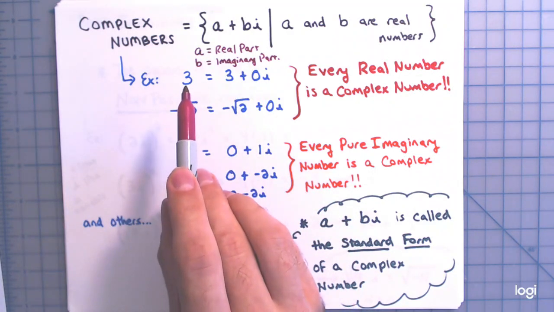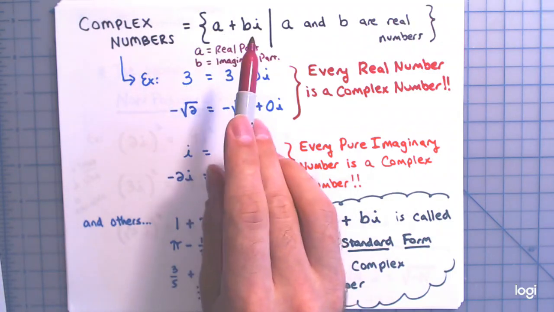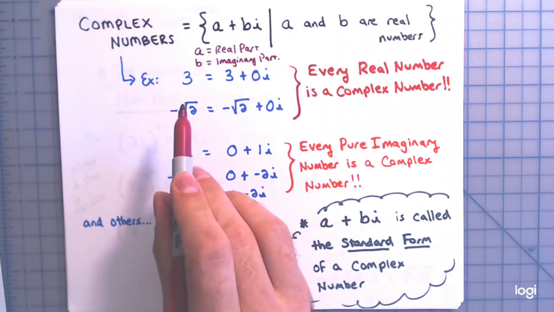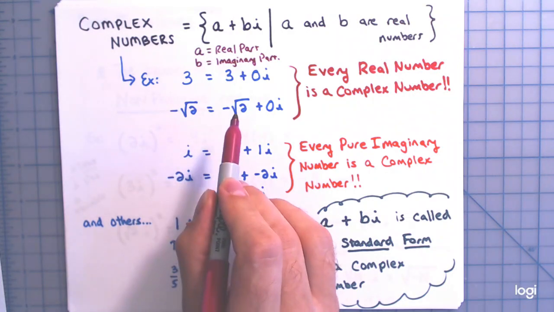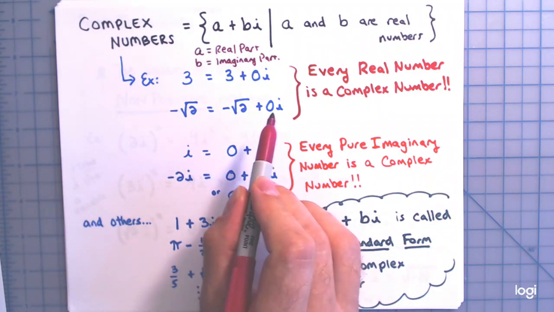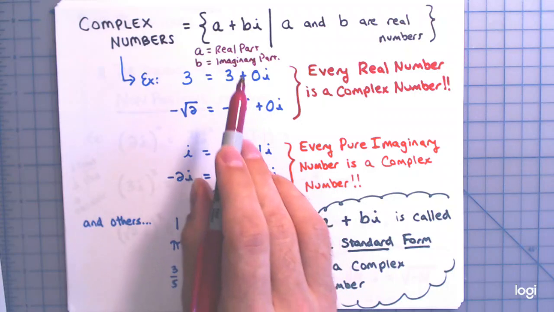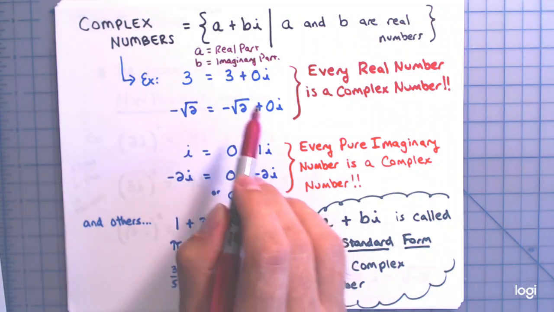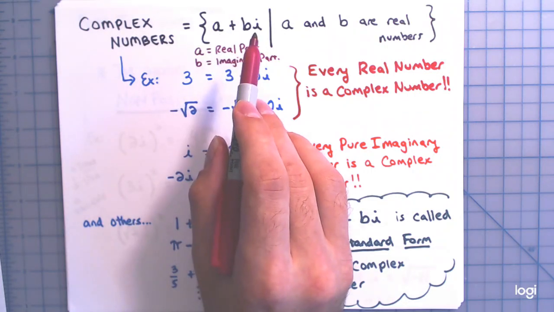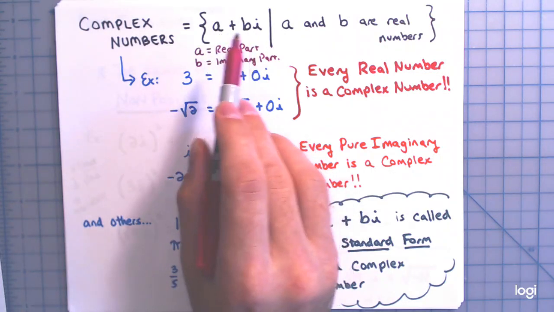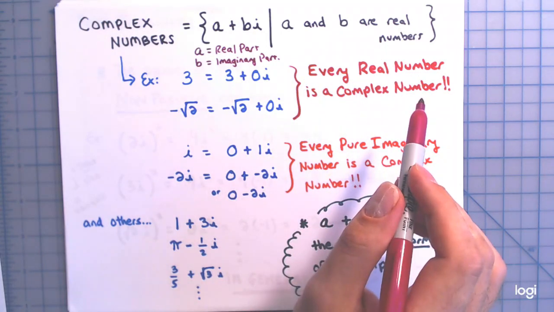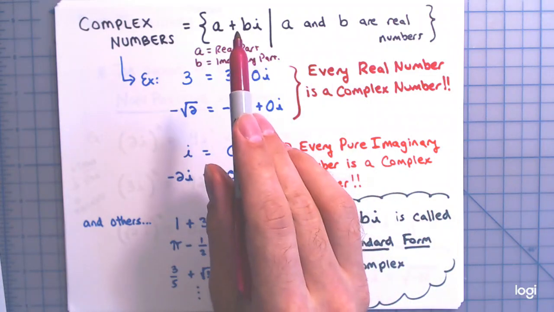So I started off with a real number, and I wrote it in this a plus bi form. How about negative square root of 2? That's also real. I can write that as negative square root of 2, again, plus 0 times i, which is a 0. So do you see how every real number can be written this way, where you just take the real number and add 0i, and you're in this form up here, this a plus bi. So every real number is a complex number. Can be written like that.